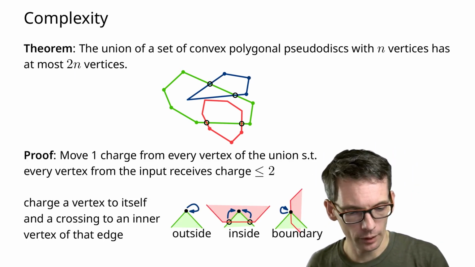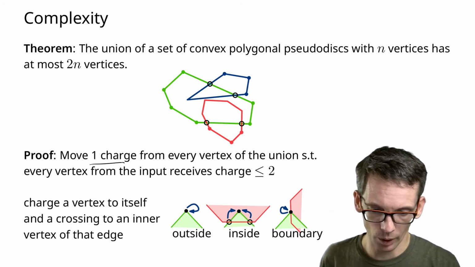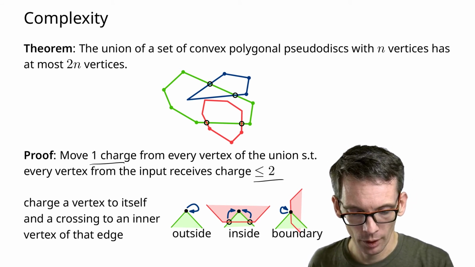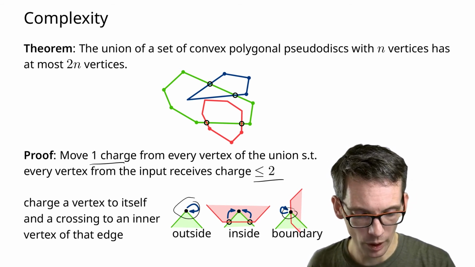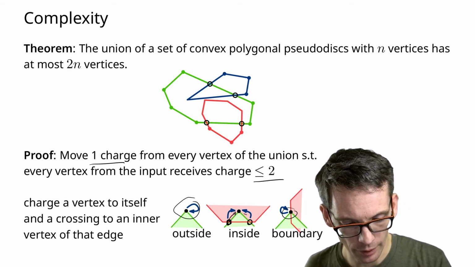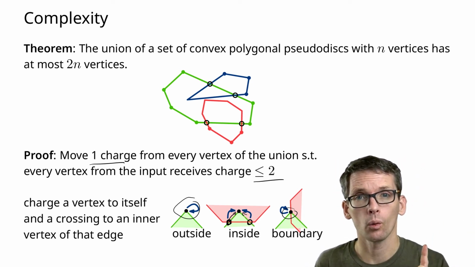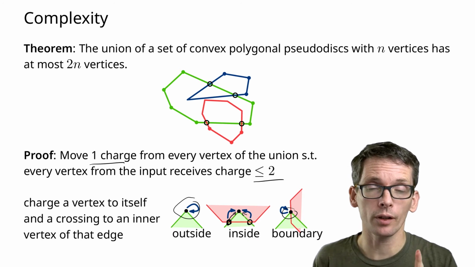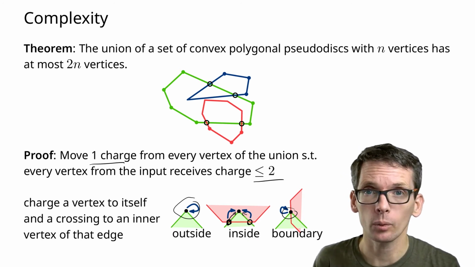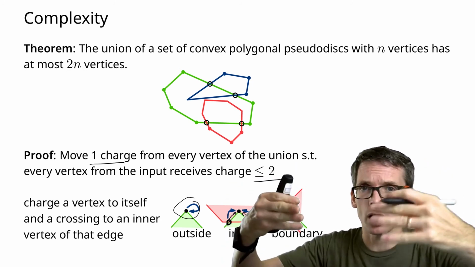Let me show that here. Every vertex starts with a charge of 1. I want to show that my charging scheme gives everyone at most a charge of 2. If I'm outside or on the boundary, I simply charge myself. If I'm a boundary crossing, I'm charging the next one inside. So what could go wrong? The only thing that could go wrong is that there isn't one inside. If there's one inside, it can get at most a charge of 2 because it will be charged at most from 2 sides.